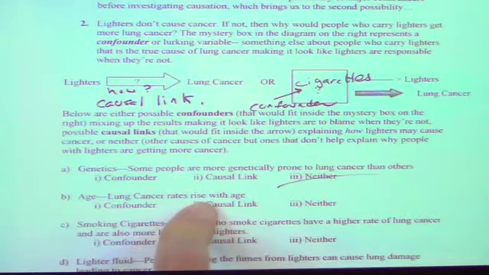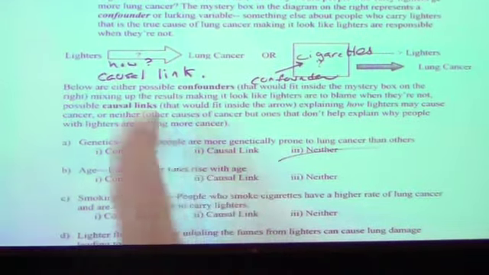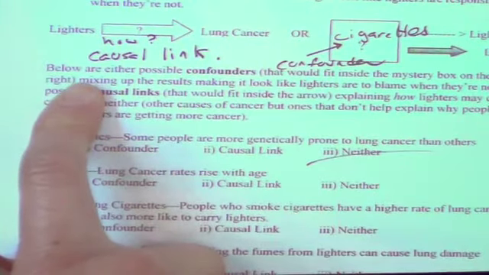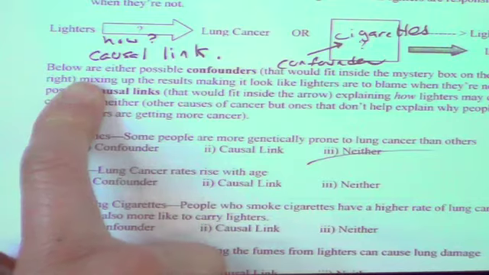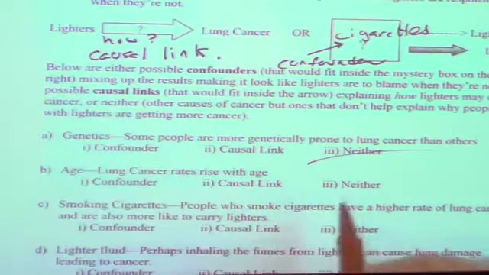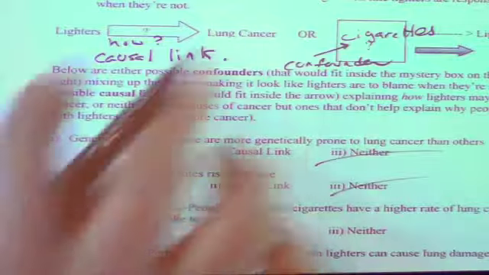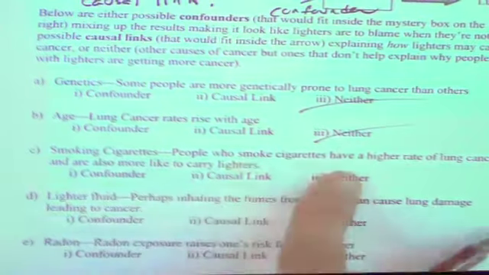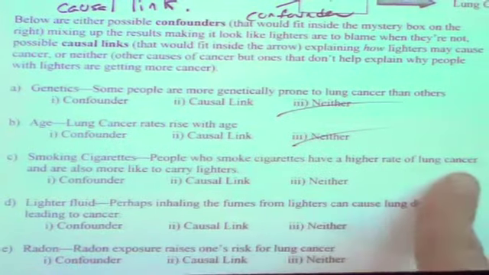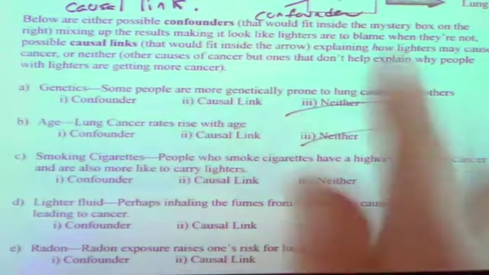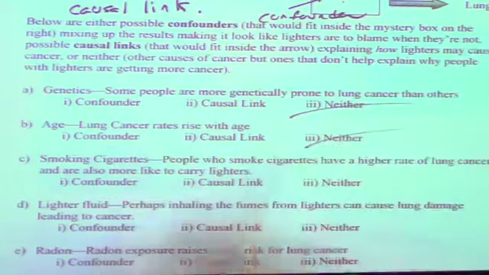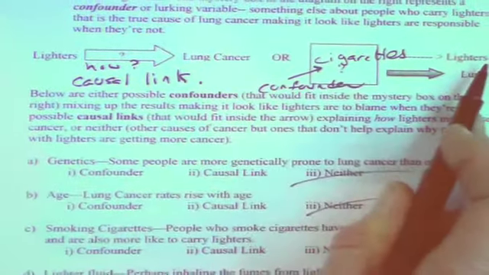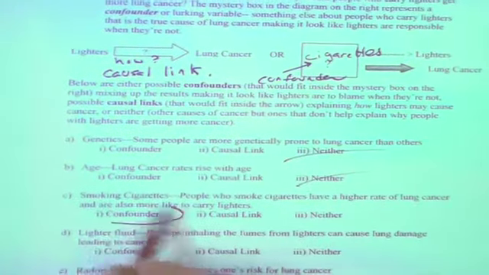Age. Lung cancer rises with age. Well, that's true. So do you think that older people are then carrying lighters and younger people aren't? Does that even seem right? No, it's another one of these nothings. It has nothing to do with explaining that connection. How about smoking cigarettes? People who smoke cigarettes have a higher rate of lung cancer. Yes, it has to connect to that. And are also more likely to carry lighters. Yes. So that is a confounder.